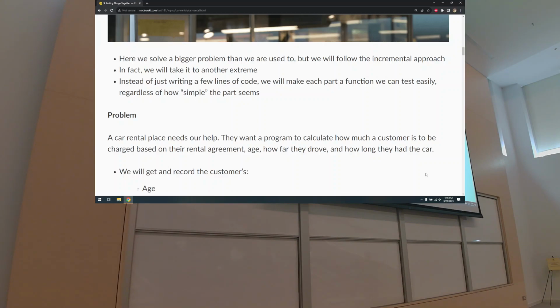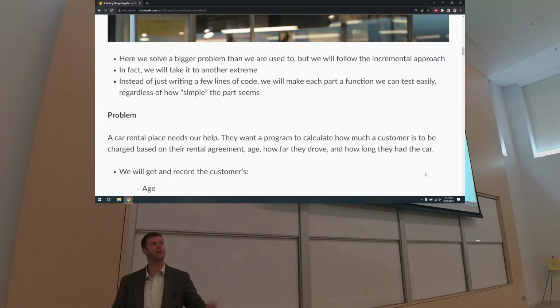What we're going to do is, instead of just writing a few lines of code, we're going to make each part a function we can test easily. We're going to make each part a function that we can test very easily. So we're actually going to make our functions really nice and simple because they're going to be nice and easy to test. And if those functional units are working, then we can use them to make even bigger functional units that will also hopefully be easy to test, and so on and so on.